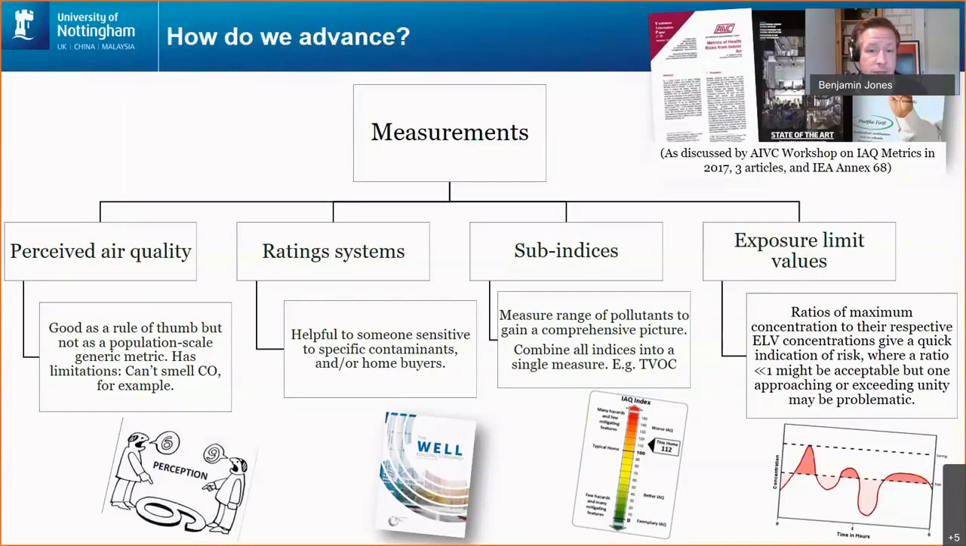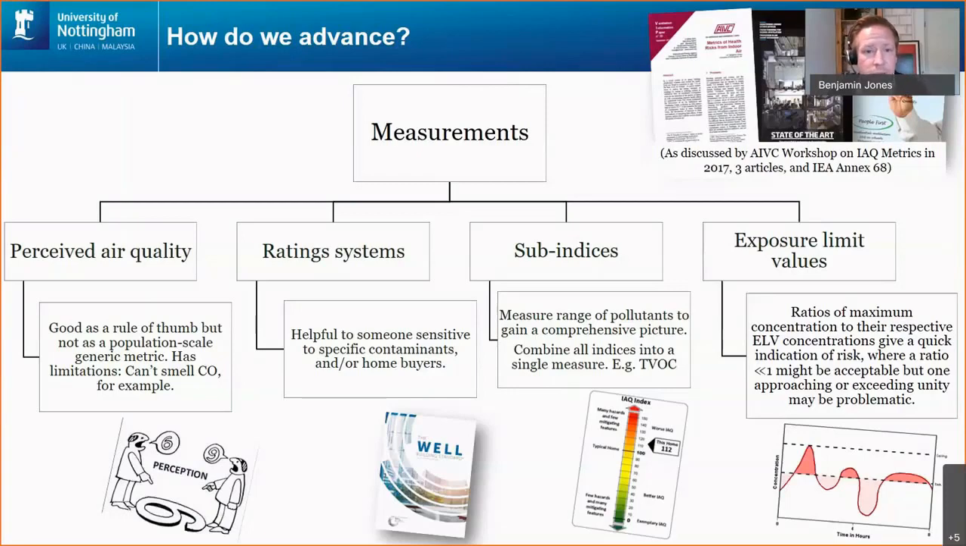And an example here is the WELL standard, and so this may be helpful to someone who's sensitive to specific contaminants or to home bias. But it won't necessarily tell you, if you have certain features, what the reduction in harm is to the occupants of that building. So, for example, with the WELL standard, I'm not quite sure what you get from going from silver to gold to platinum, apart from a different coloured piece of foil in the corner of your certificate, and probably a bigger check or bill.